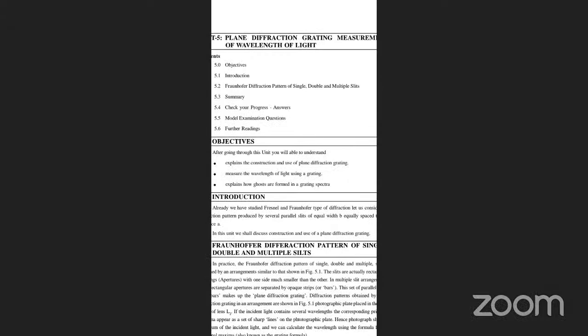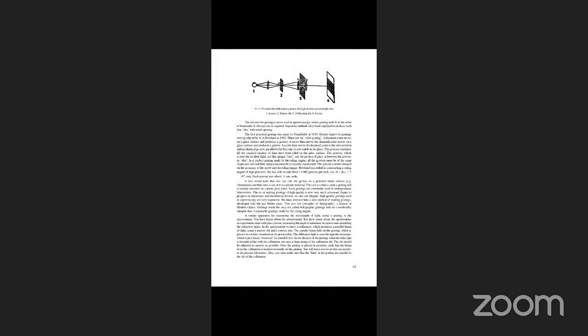This is the figure: Fraunhofer diffraction pattern of a single, double and multiple slits. The single slit and double slit are never used in spectroscopy, where a grating with N of the order of thousands of slits per centimeter is required. Therefore, ingenious methods have been exploited to produce such fine slits with small spacing.